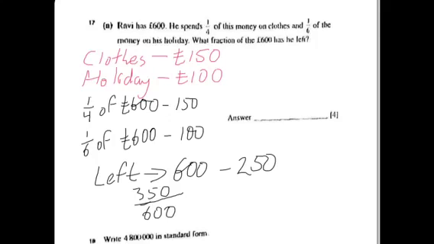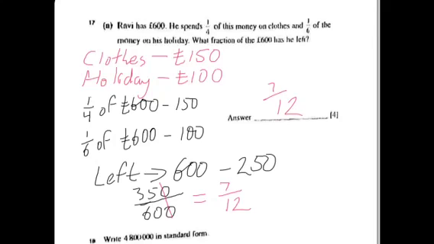So we can then simplify that. What fraction of the 600 is left? 350 over 600. Well, I'm going to cancel those zeros. So that's 35 over 60. I'm going to divide that by 5, and that gives me 7 over 12. So the answer I'm going to put in is 7/12.